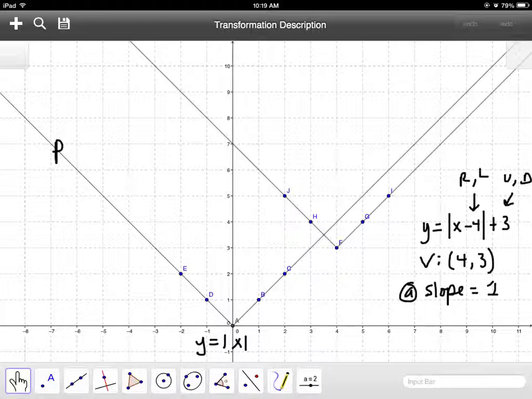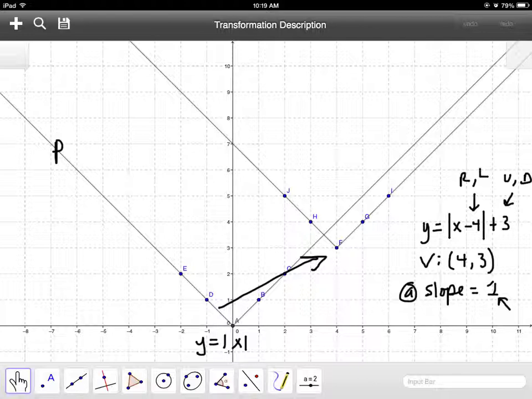Okay, the slope, or a, tells you whether it stretches or compresses. If it's bigger than 1, it stretches. If it's between 0 and 1, it compresses. If it's 1, it didn't stretch or compress. It stayed the same.